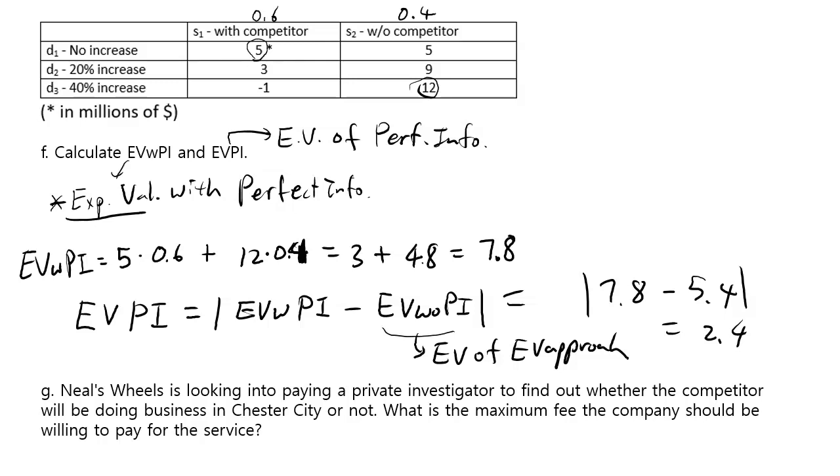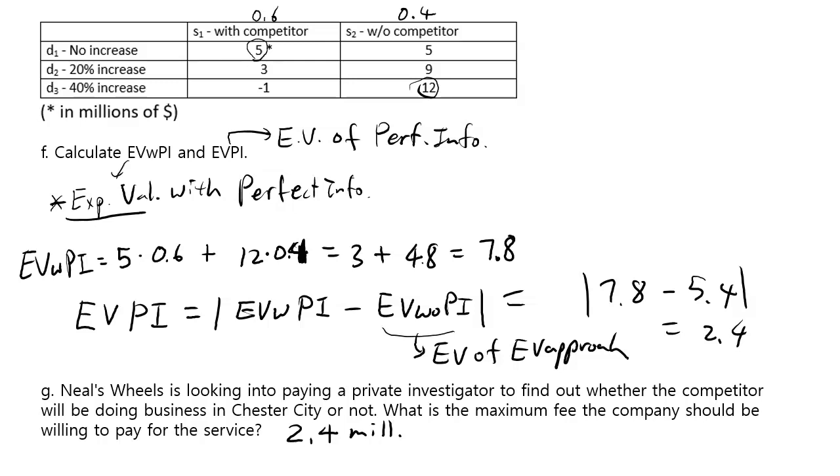So here's an example. Niels Wheels is looking into paying a private investigator to find out whether the competitor will be doing business in Chester City or not. What is the maximum fee the company should be willing to pay for the service? Well, the expected value of the perfect information is 2.4 million. The difference between having the information or not having the information is 2.4 million. So although it sounds ridiculously high, Niels Wheels should be willing to pay up to 2.4 million.